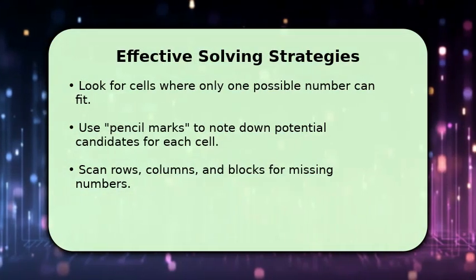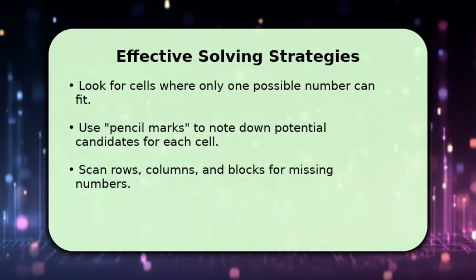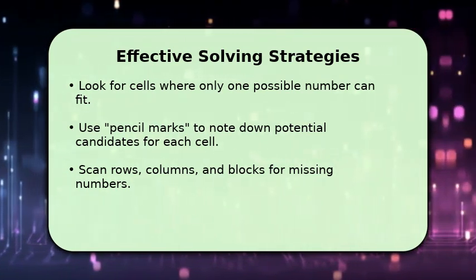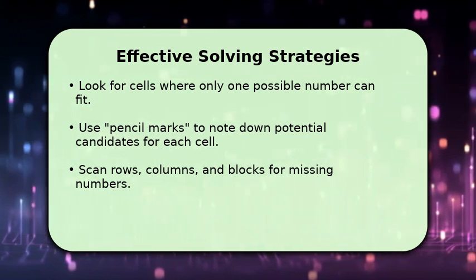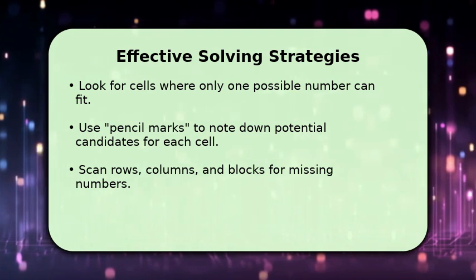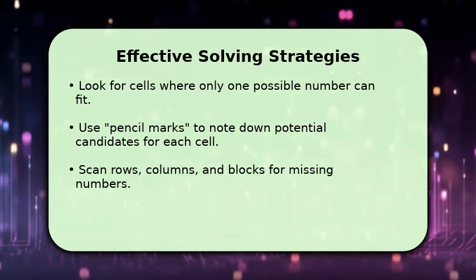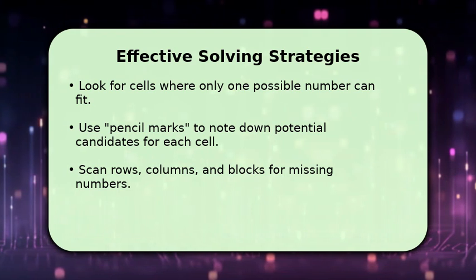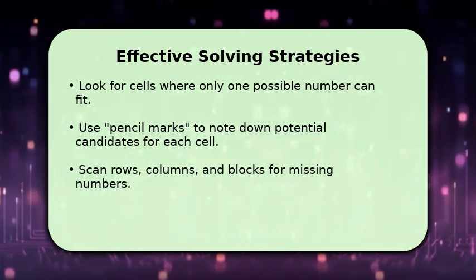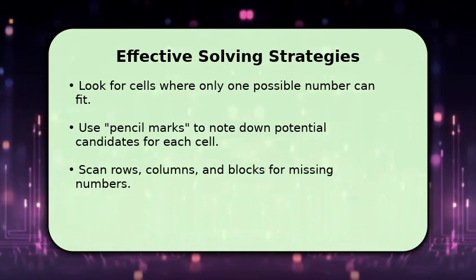To solve effectively, begin by identifying cells where only one number is possible. Many apps offer a pencil mark feature, allowing you to jot down all potential candidate numbers for a cell. Systematically scan each row, column, and 3x3 block to pinpoint missing digits. This methodical approach helps narrow down possibilities and reveal the correct numbers.